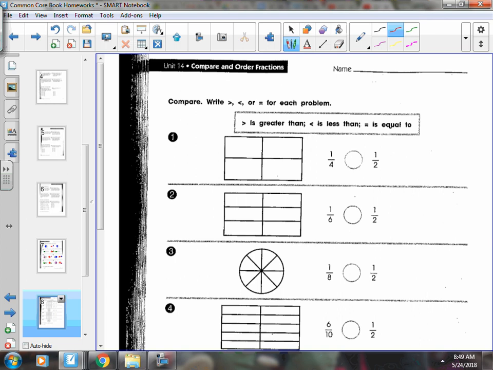Compare, write greater than, less than, or equal to for each problem. And then in that box, it just reminds you that the symbol that's facing that way is greater than, the other symbol is less than, and then obviously equals is equals. Okay, so 1/4, here's 1/4. And I can see that 1/4, that is not half of the picture, right? 1/4 is less than 1/2.